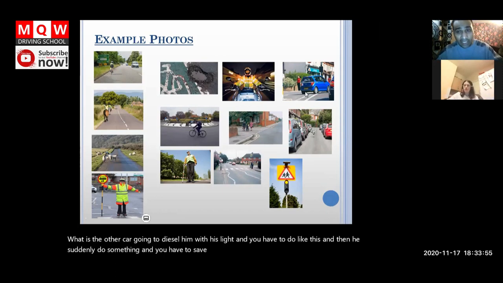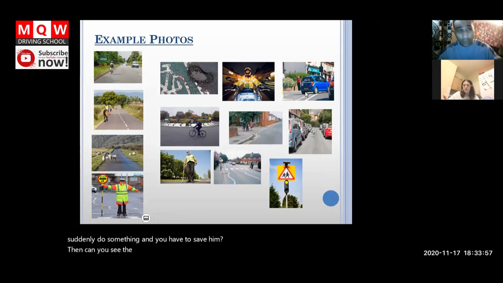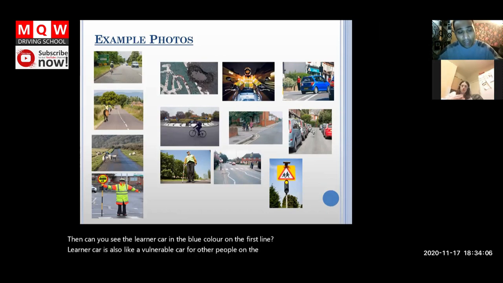Then can you see the learner car in the blue color on the first line? So the learner car is also a vulnerable car for other people on the road. How do you identify the learner car and what things can you expect from them, right? Can you see the pedestrian is hiding behind the learner car as well, trying to cross the road?